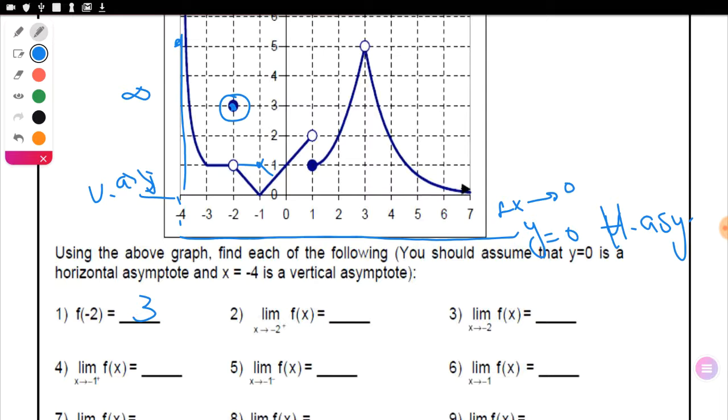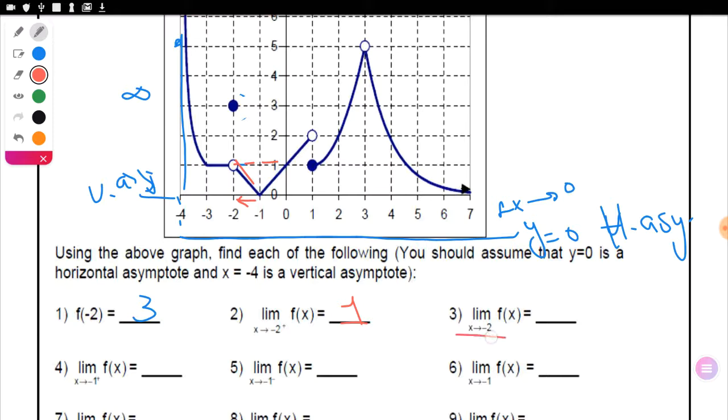Here, limit of f of x when x approaches negative 2 from the right. I think all of you now know how to find this one. Look with me. As we approach negative 2 from what? From the right. Go with the curve until I reach above negative 2, then take the value of y, which here is 1.